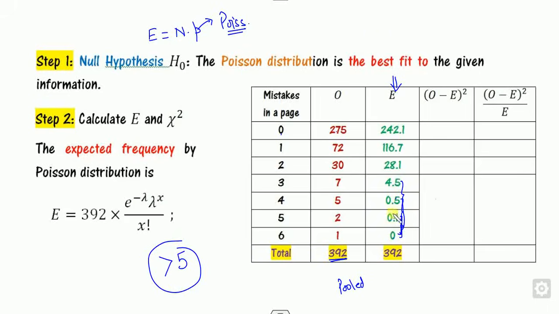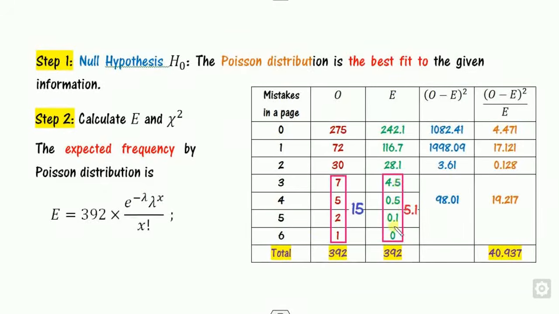Now again combine this one. If you combine these 4 values, are these values greater than 5? Yes. Its value is 5.1. Now it is greater than 5. So it means you have to combine this, and similarly here, because they are 4 values, again you combine here. Now look at that, all the values in the E are greater than 5.